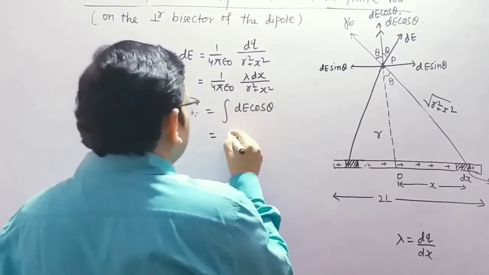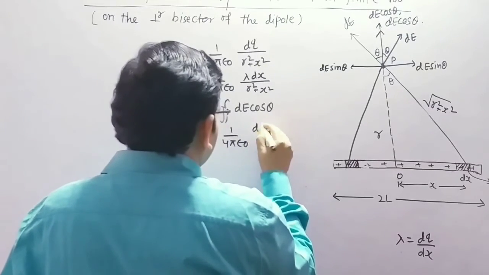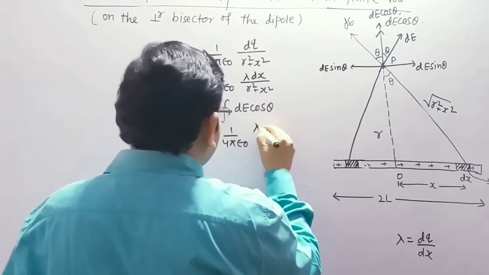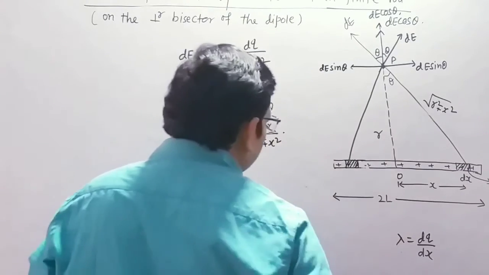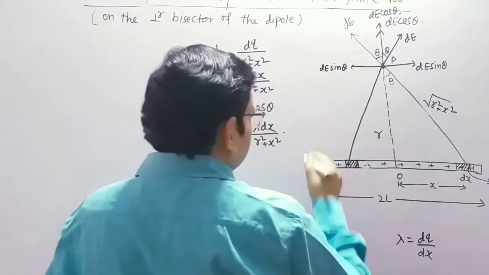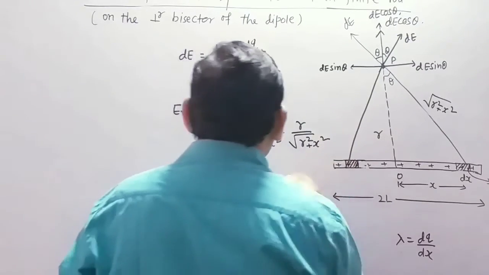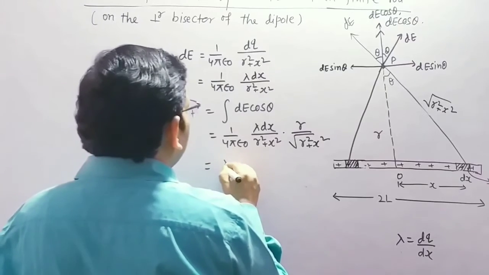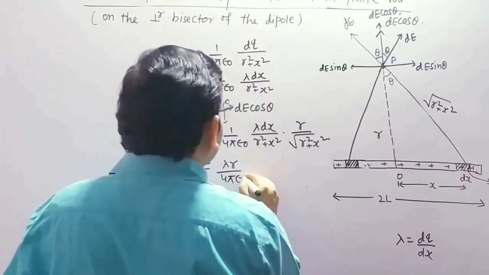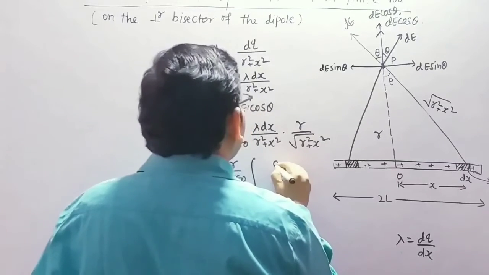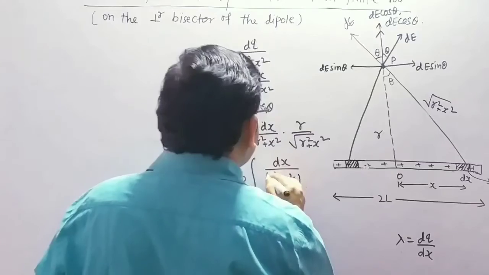Now the value of dE is 1 by 4 pi epsilon lambda dx by (r square plus x square), and also put the value of cos theta, base by hypotenuse, r by root under r square plus x square. Taking the constant terms, lambda and r, and 4 pi epsilon outside, we have the integration of dx by (r square plus x square) to the power 3 by 2.